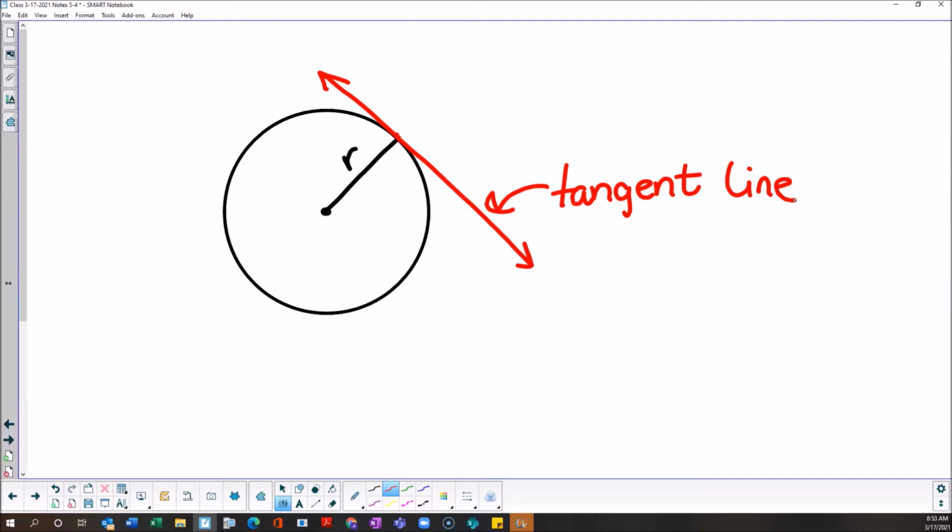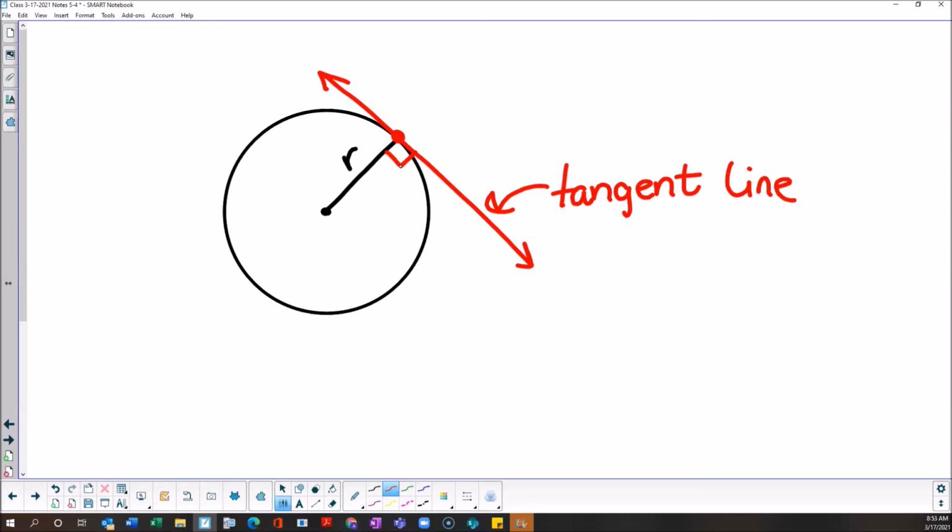So if a line is tangent to a circle, it touches the circle in exactly one place. And I don't know if you guys could hear them shouting out here, but they all shouted out, it's perpendicular to the radius, right? Remember all those right triangle problems we had to do? So that's going to be really important when we're writing the equation of the tangent line.